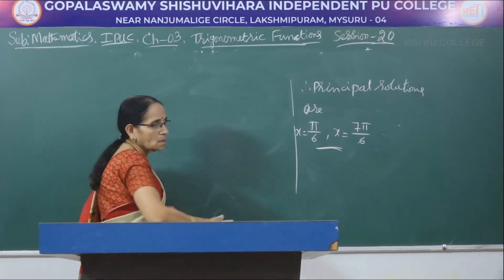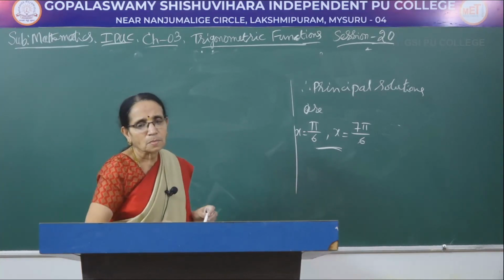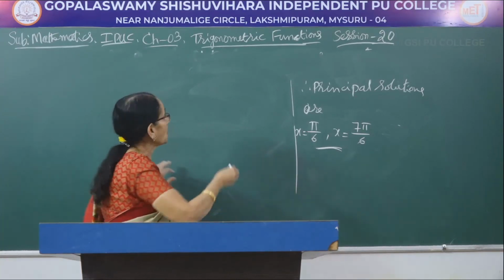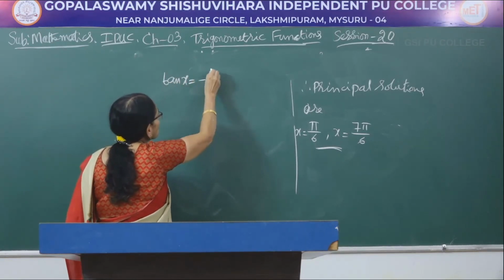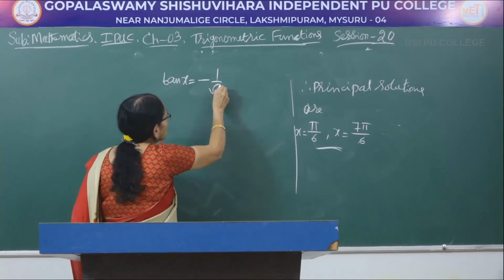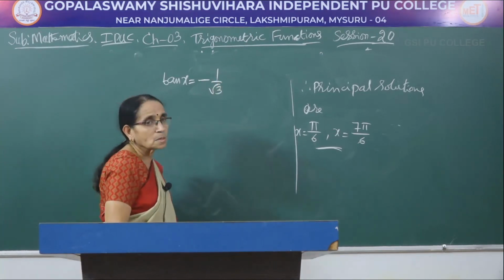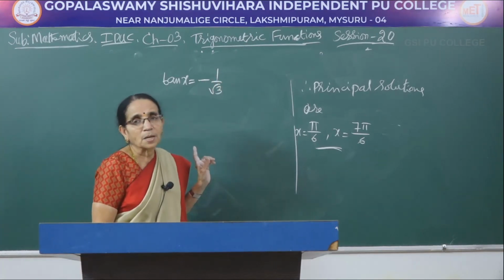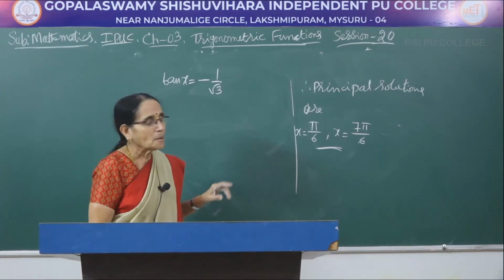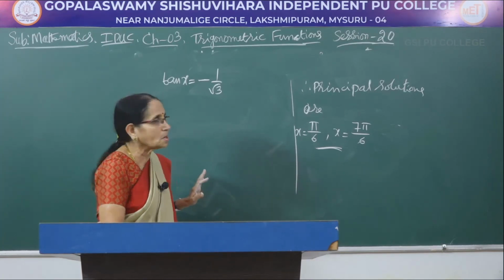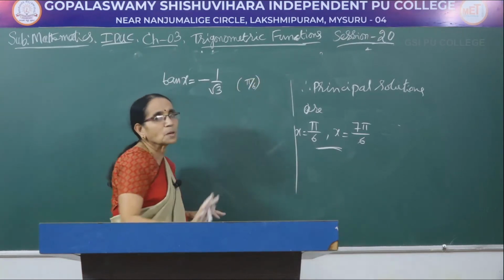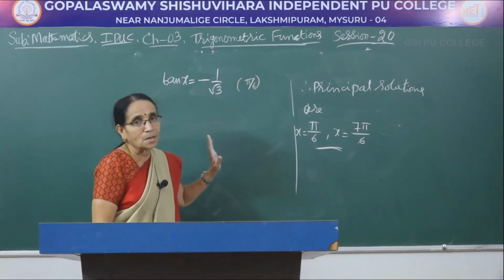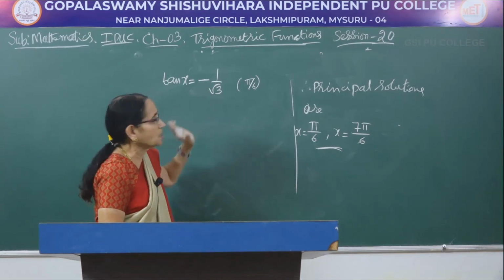Now one more problem. Tan x is equal to minus 1 by root 3. See, just now I took tan x equal to plus 1 by root 3. Numerically it is same, isn't it? So for 1 by root 3, the corresponding value is pi by 6. Bear that in mind. Now look at the sign here.